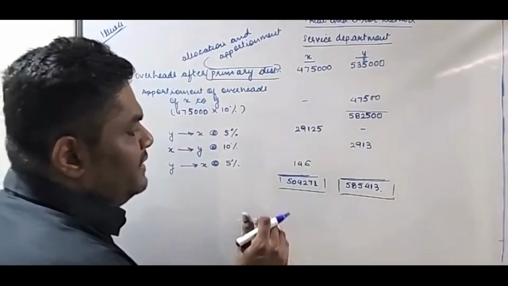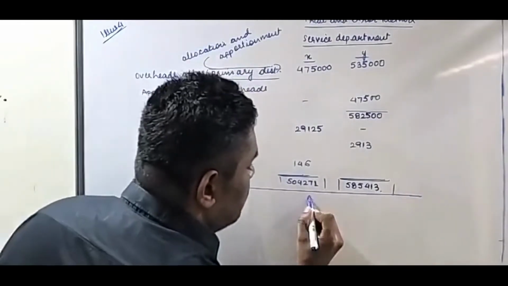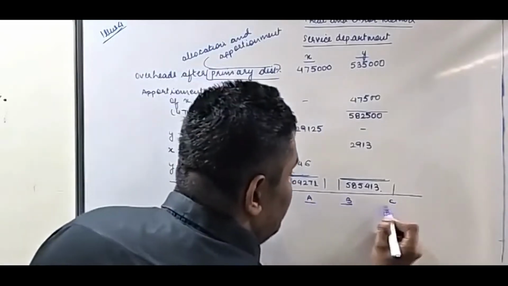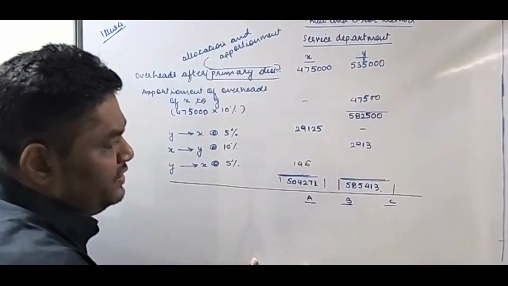Now this amount will be distributed to A, B, and C. We have the total overheads of production departments A, B, and C after primary distribution.